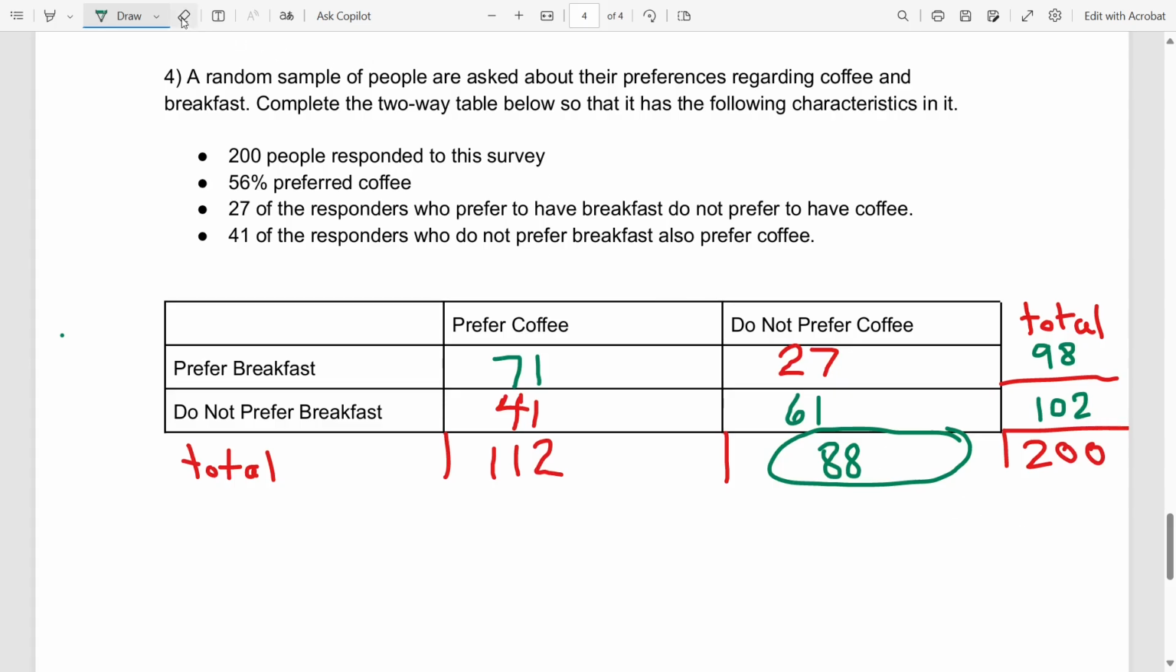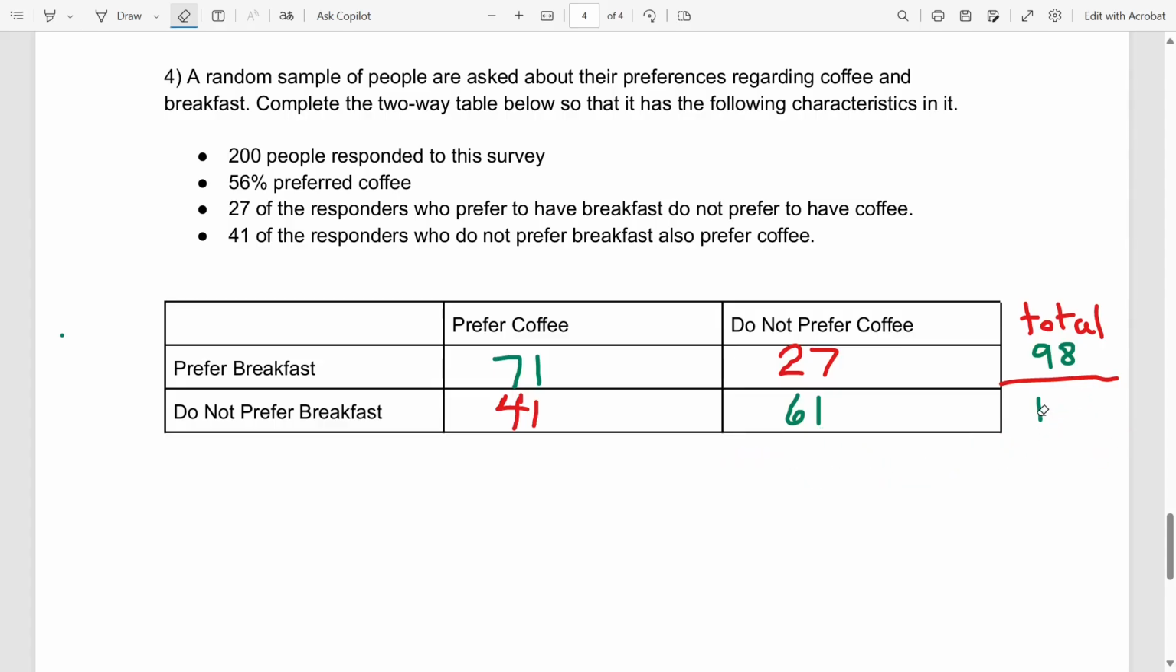Now, the only part we really need to fill in is the inner part of the table. We just did the outer part of the table just to help us figure out these numbers. So if we want to neaten it up, there we go. That's our solution to problem 4.